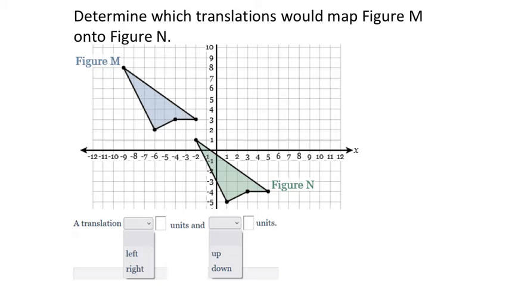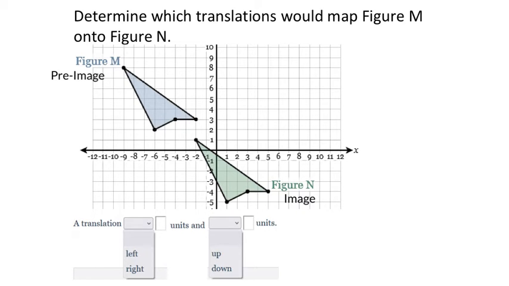Determine which translations would match figure M onto figure N. So figure M is the figure we start with, that is the pre-image. And then figure N is the figure we end with, which has to be the image. Pre-image and image. All right.